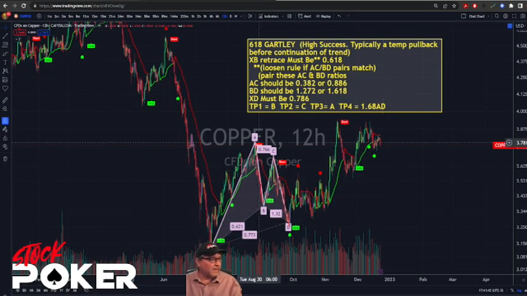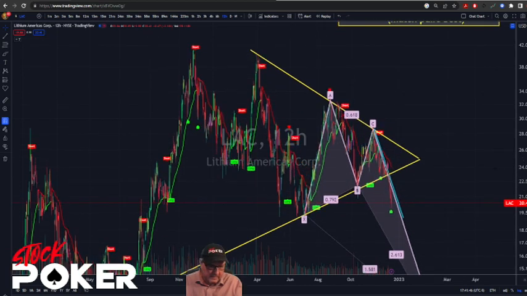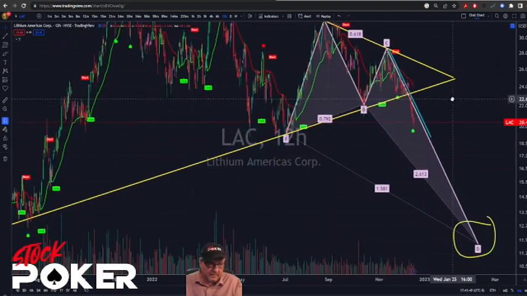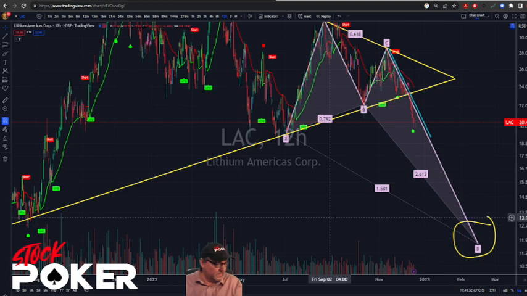Okay, so yesterday we went over Lithium America core, we went over the butterfly, and it looks like after we broke this structure, it's still on its way down. These don't always necessarily have to work.